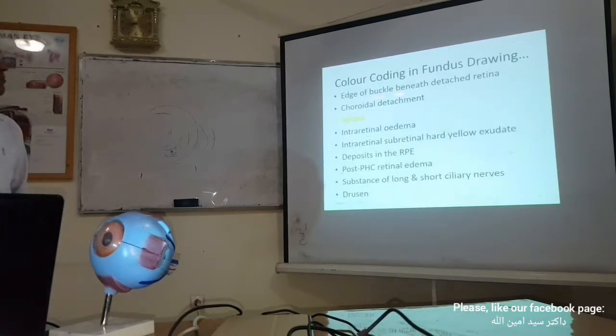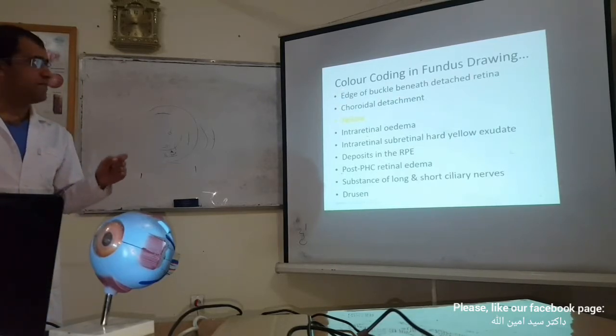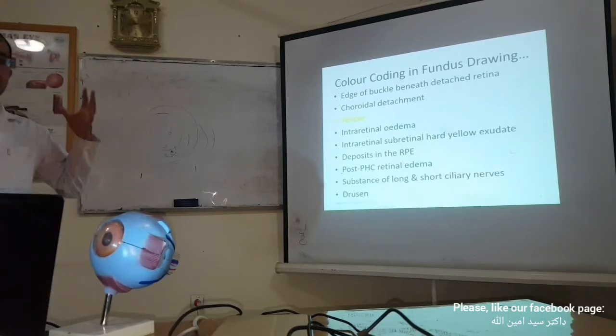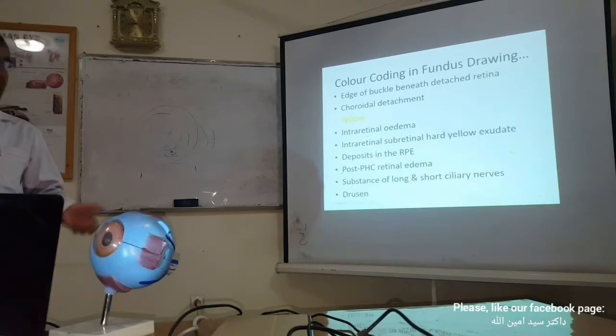The next is the edge of buckle, again the same thing. If it is beneath the detached retina, sometimes we put scleral buckles. If you see that under the detached retina, that's going to be in brown. If it is under the attached retina, it's going to be in black. And choroidal detachment is also in brown.